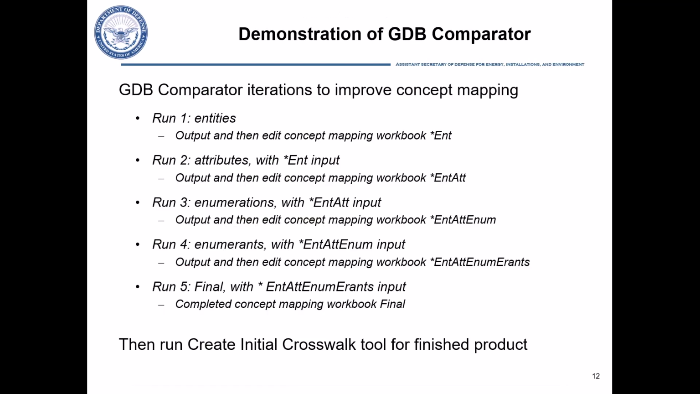As depicted previously, 5 GDB comparator iterations are required to create the input for the Create Initial Crosswalk tool. We will now follow this process, creating matches for each level in the element hierarchy to be examined, validated, edited, and used as an input in the next iteration of the process.